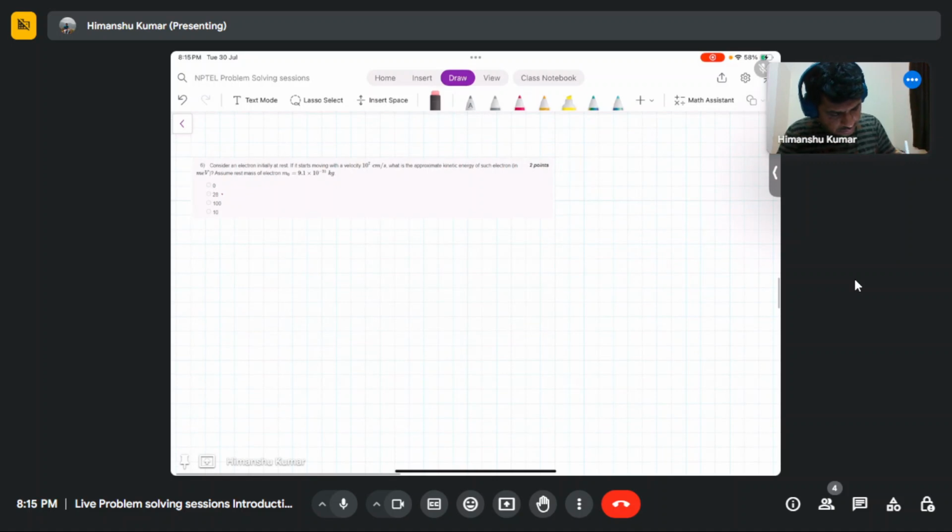Consider an electron initially at rest. If it starts moving at a velocity of 10 to the power 7 centimeter per second, what is the approximate kinetic energy of such an electron? You just calculate by half mv square.